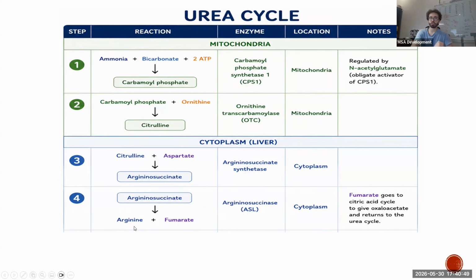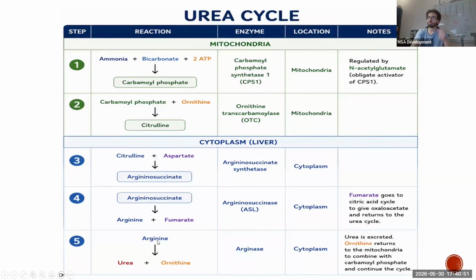Okay, now let's go back to arginine and focus on it. Arginine will be again broken down into urea and ornithine. And this happens by the enzyme arginase. Do you guys remember how I said ornithine is a transporter, or a carrier? Because after it is produced from arginine, it's going to go all the way back to the mitochondria to combine with carbamoyl phosphate and do this reaction again. And then it will be produced from arginine and go back. That's why ornithine is important, okay?